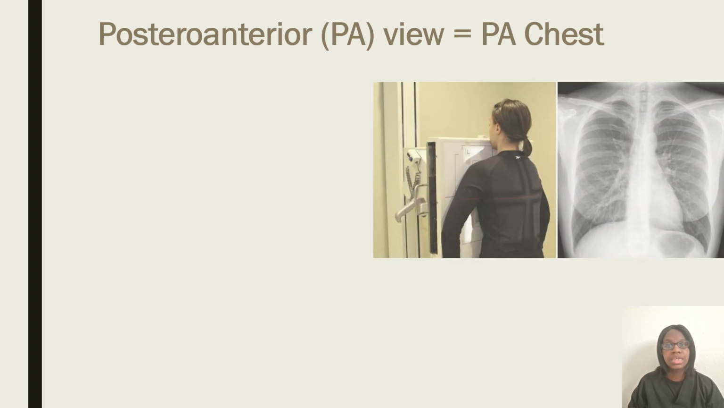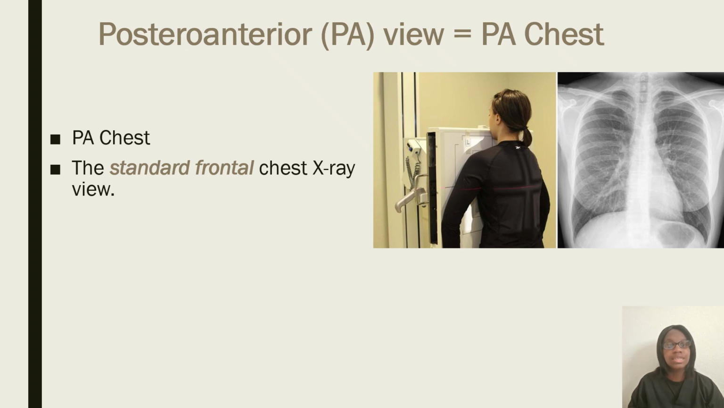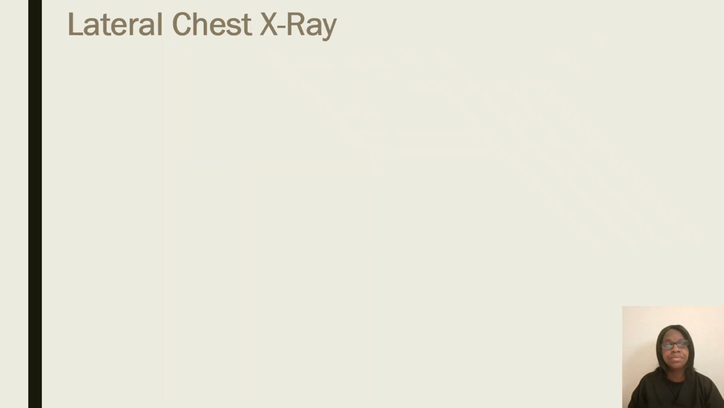And when I work in x-ray, we have something called a PA chest, and this is the standard frontal chest x-ray view that we normally take for patients. It is used to visualize the lungs, heart, and other chest structures. The x-ray passes through the patient's back, which is the posterior, to the front, anterior. So that's why it's called the posterior anterior view.